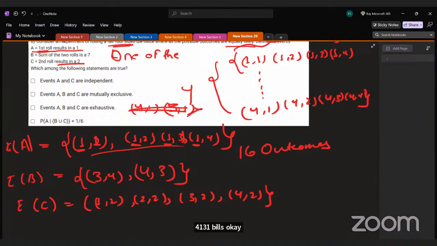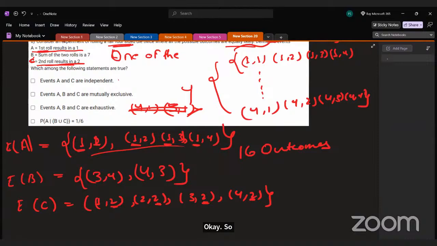Yes, sir, but similarly, C will also be like that, right, sir? (2,1), (2,2), (2,3), (2,4). No, it's asking for the second roll result, in the second roll. The second position should be 2, not the first. Okay, sir, I understood now. Thank you. Okay. So now, which of the following statements are true?